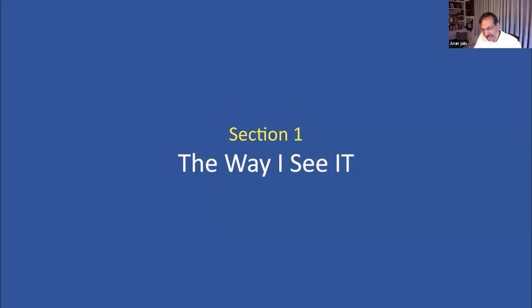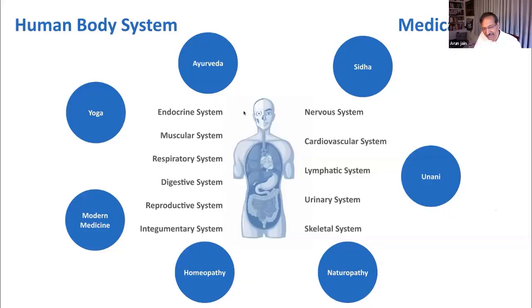So the way I see the whole problem statement is that there's one human body with 11 systems: endocrine, nervous, cardiovascular, lymphatic, urinary, skeleton, integumentary, reproductive, digestive, respiration, muscular. And these are the various systems of medicine on the blue circles: Ayurveda, yoga, modern medicine, homeopathy, naturopathy, Unani, Siddha. Now various systems of medicine have tried to solve these many internal problems.